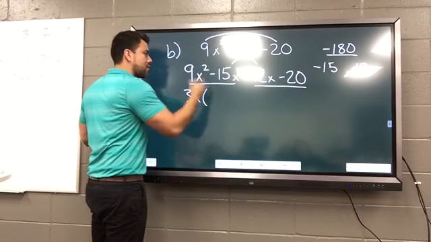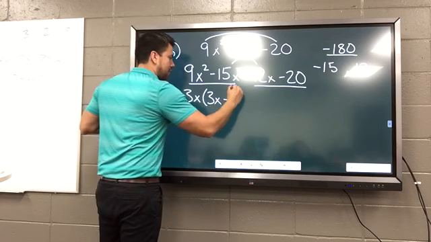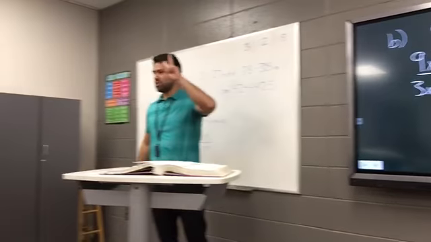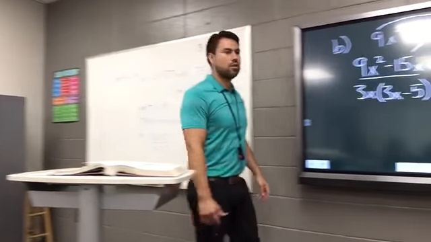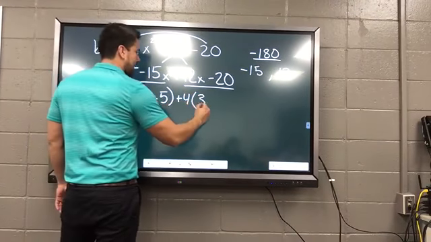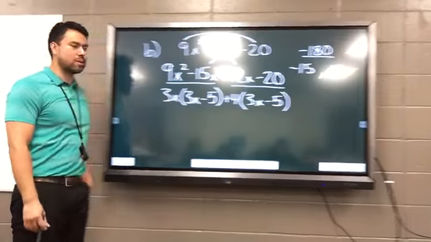3x. All right, what's left in parentheses? 3x minus 5. Okay, that's the first factoring. The second group, what's the GCF of the second two? 4. Positive 4. What's left? 3x minus 5. Which is nice because what do you notice about those two now?